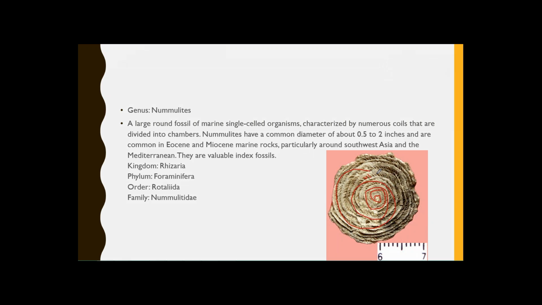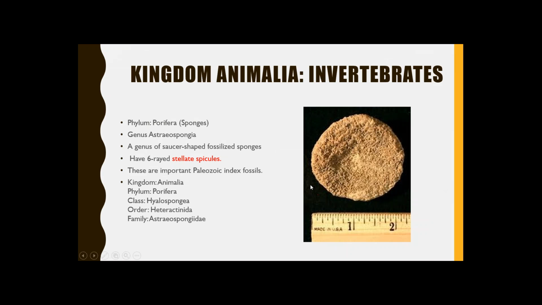All right, so that's basically all you need to know from the protozoa is those two, the order Fusulinids and the Nummulites. So that's done and done, and we can move on to the Animalia.